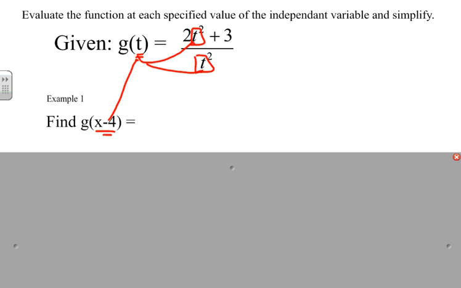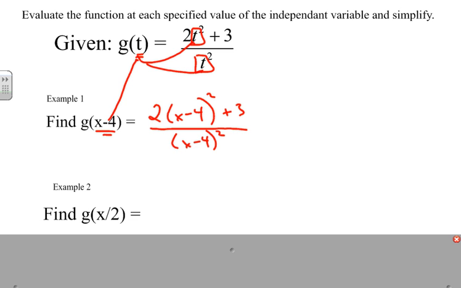We're going to take whatever we have for function g, that's my function, give it a name, and we're going to plug in x minus 4. So we have 2 times the quantity (x minus 4) squared, plus 3, all over (x minus 4) squared. And that's my answer. You can simplify it, but that's what we have.